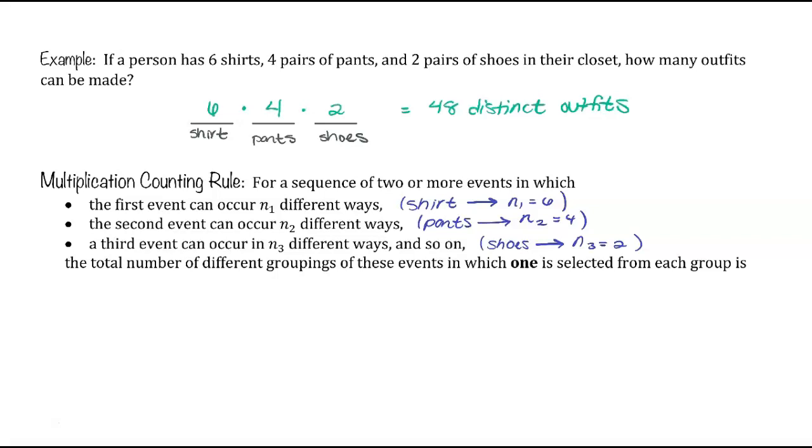The total number of different groupings of these events in which one is selected from each group is the product of n1 times n2 times n3 and so on, depending on how many different events you have. In our example, we had 3 events and we multiplied the different ways that each event could occur because we were selecting one from each group.